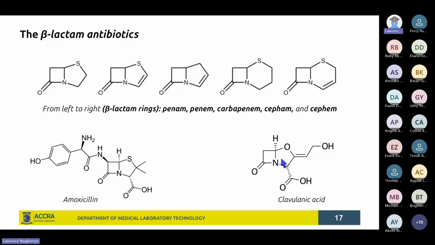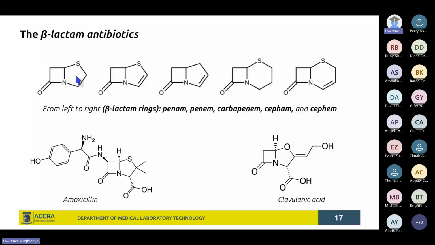Clavulanic acid also looks much the same. Even the ring of clavulanic acid is not present here. There's an oxygen here, which is not part of these rings, and this is an oxypenam ring. But the ring which you find here in amoxicillin, I think is the first one. So that is a penam.